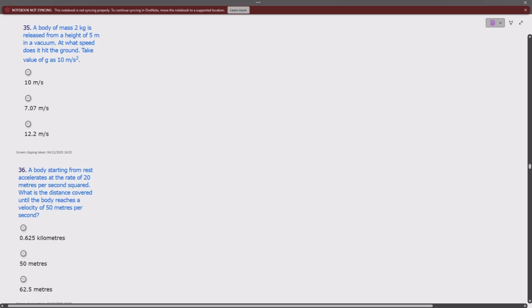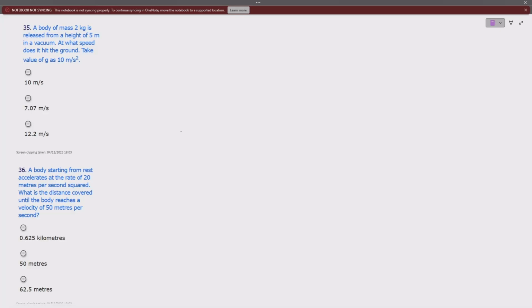Number 35, a body of mass 2 kg is released from a height of 5 meters in a vacuum. At what speed does it hit the ground? Take the value of g, or acceleration due to gravity, to be 10 meters per second squared. So we have the mass. We've been given the mass m equals 2 kg. We have the distance s equals 5 meters. Velocity wasn't given. Acceleration due to gravity is 10 meters per second squared.